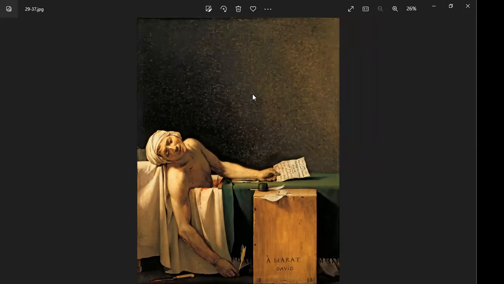I guess they are sheets. He had a bad skin disease, by the way, very, very painful. So he had to spend most of his waking hours in a bath, which was his death place.